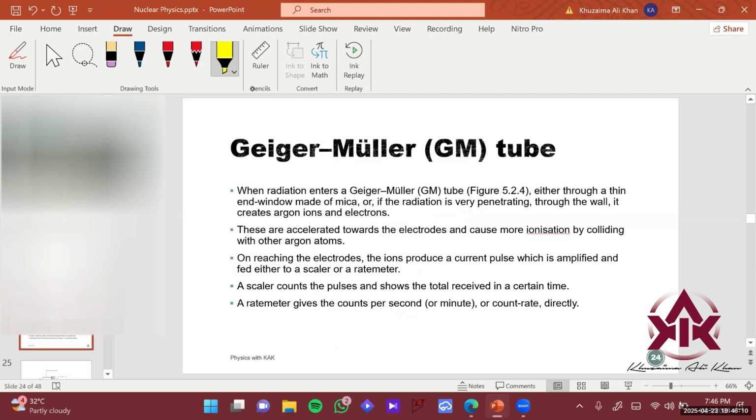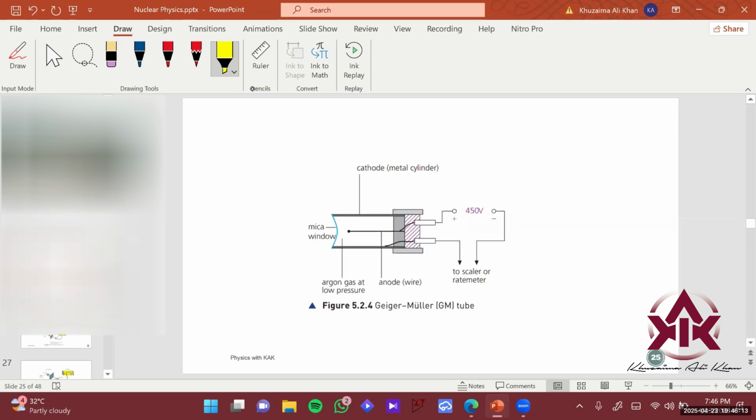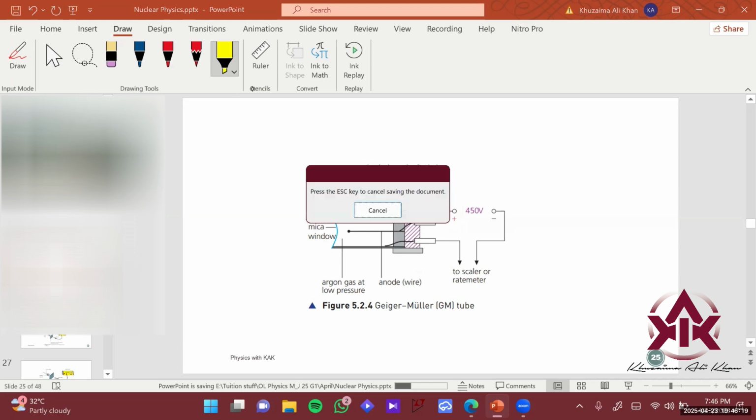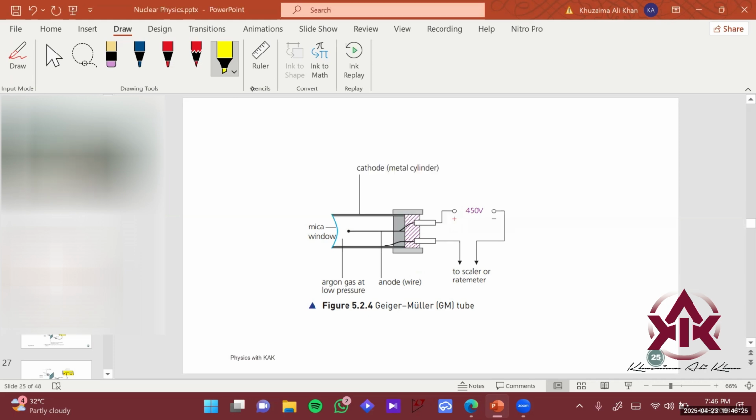Then we have the Geiger Muller tube here. So let's see why it is used. Why do we have this? What is it used for? It generates electrons here, sort of a ray of electrons, right? Let's see how it works.